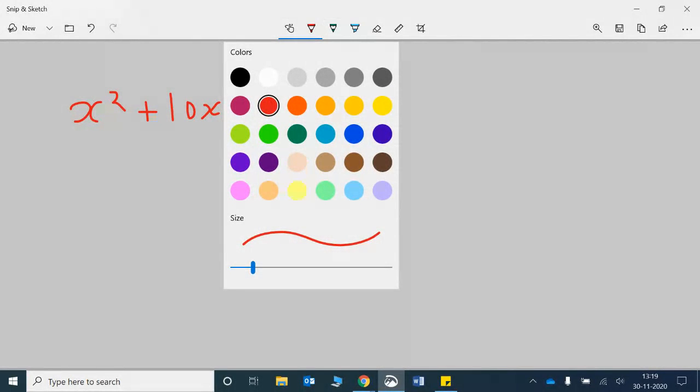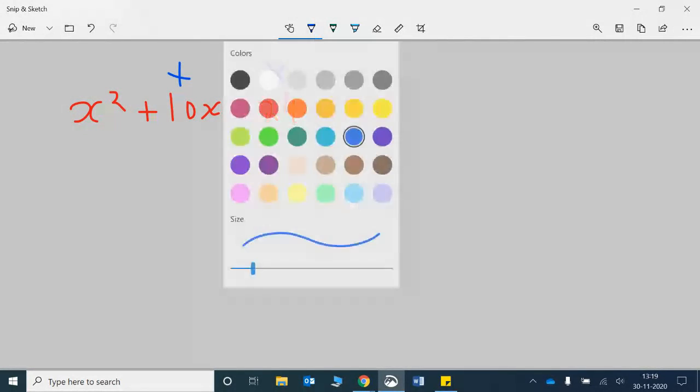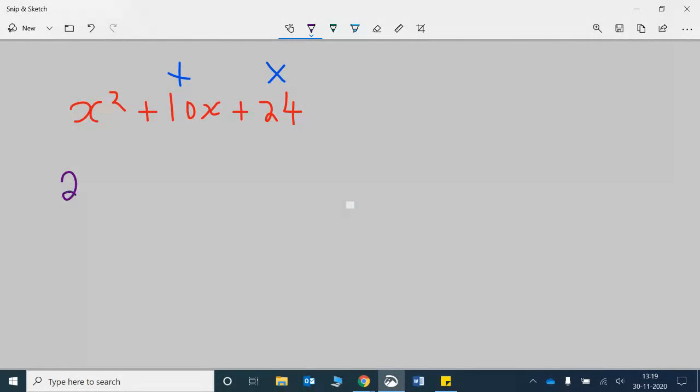So here's the method. I want you first of all to put a times above the 24 in this case and a plus above the 10. Then we're going to write down, let's change the color of the pen, the 24 here. So the 24, the times bit, and we're going to think of two numbers which times together to give 24. Now I'm going to start with 1.